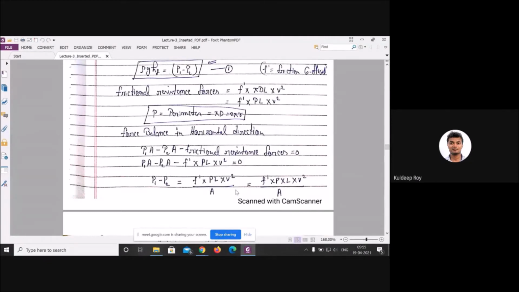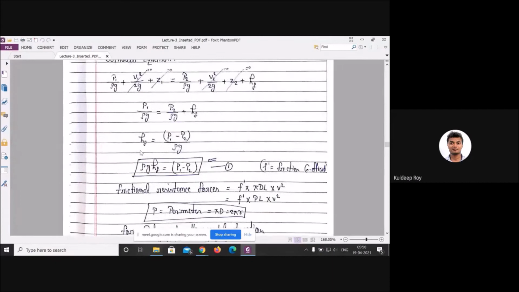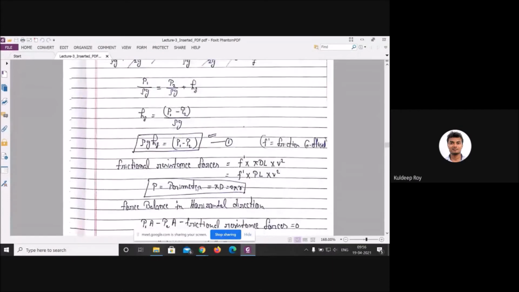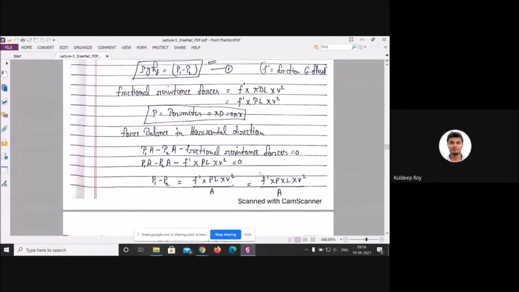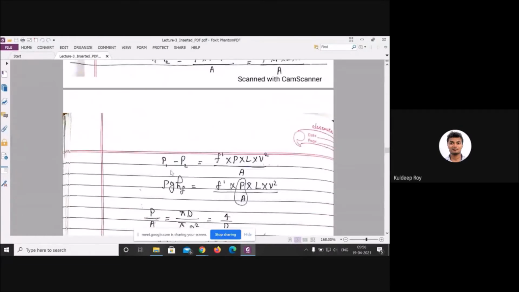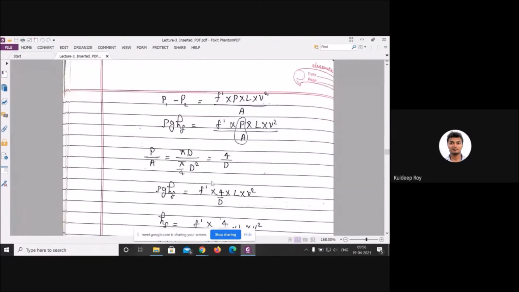Now coming to this particular point: this you have already determined based on your force balance, and this you have quantified based on Bernoulli's theorem. Then just equate this equation and that equation. If you equate, you will get this equation: rho g hf equals f dash, this is your frictional coefficient, multiplied by P by A multiplied by L multiplied by V square.